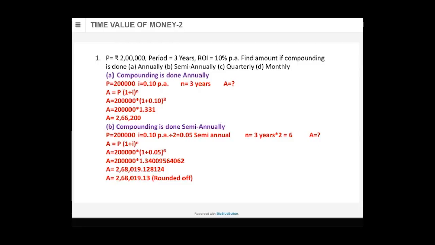Now, compounding is done semi-annually. B part. Compounding is done semi-annually. Amount remains same, 2 lakh. Interest is 0.10 per annum. I want semi-annually, so I'll have to divide the interest by 2. It has to be halved, half year. So even my interest rate should go half. 0.10 divided by 2. It's not plus. That's the division sign. See properly.